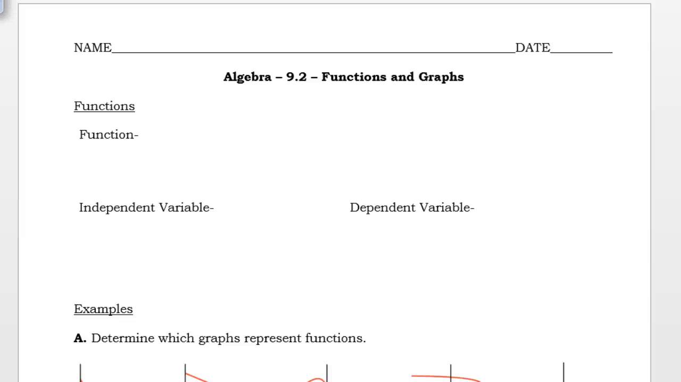This is Algebra Lesson 9.2, Functions and Graphs. A function is a relationship in which each input has one output.